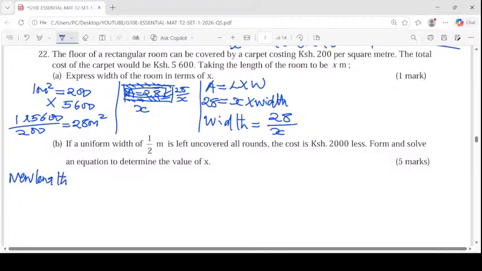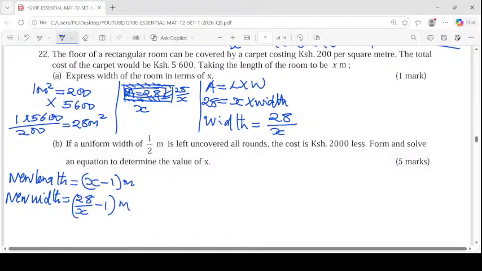The new length will be, because the total length was x and a half is left, so the new length will become x minus 1 meters. I'll also have to get the new width, which will be given by 28 over x minus 1 meters.